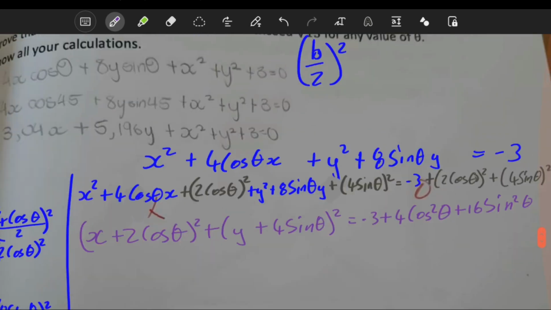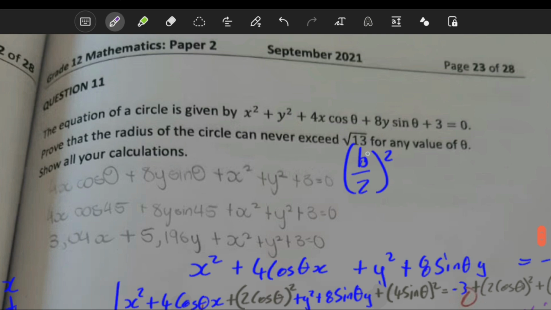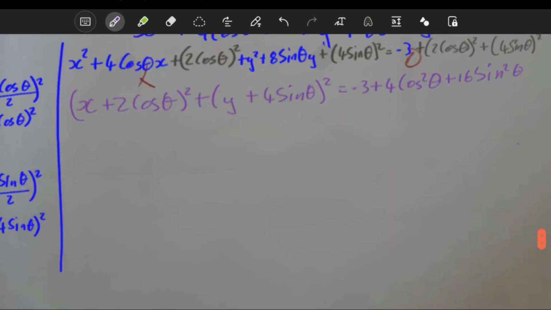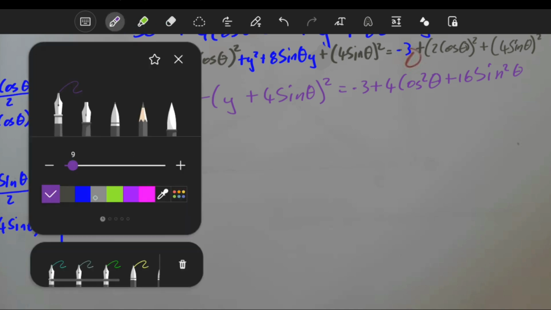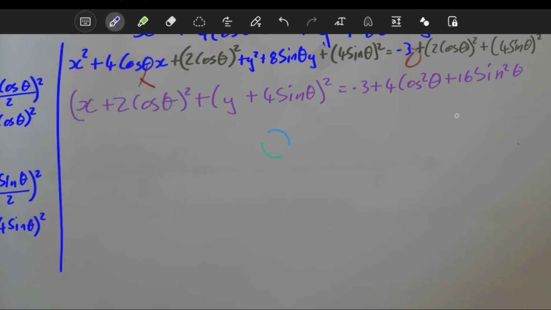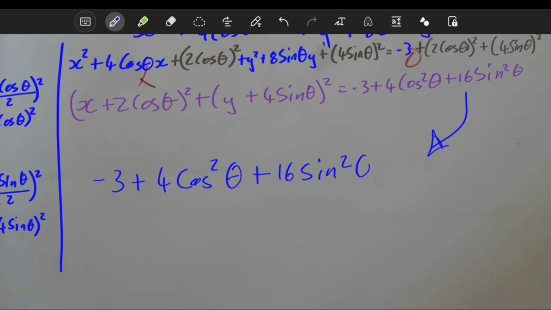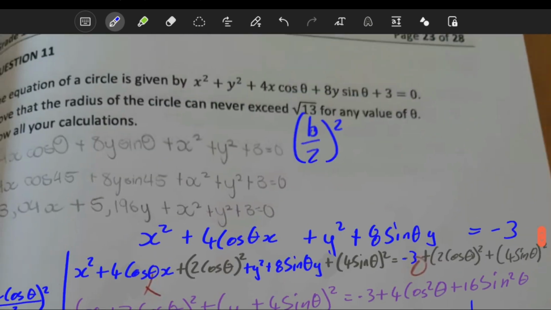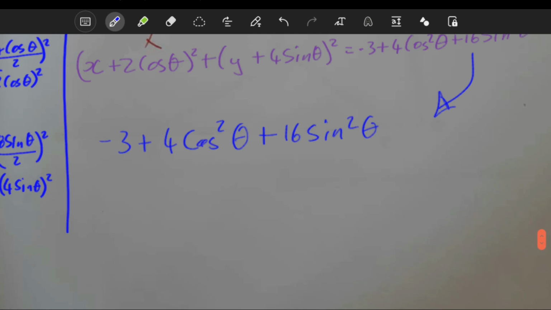Okay, so we're trying to deal with how here they said show that the radius will never exceed square root of 13. So this side here is what gives you the radius. The square root of this number is what gives you the radius. So the right hand side does not matter much anymore. The left side is what we need to deal with for this question. So let's see here. -3 plus 4 cos squared theta plus 16 sine squared theta. Ooh, wow, this question is getting hot. But anyways, let's just do what we can.